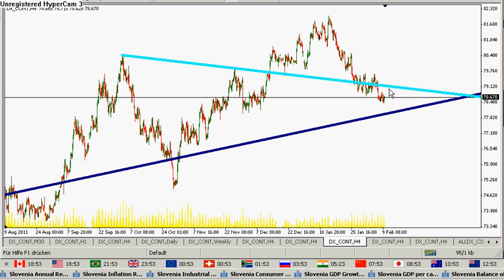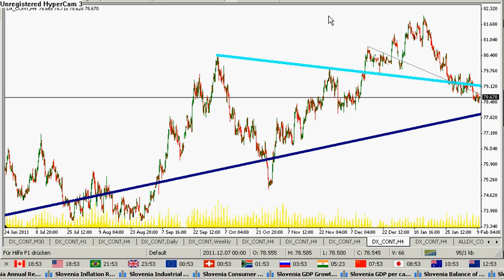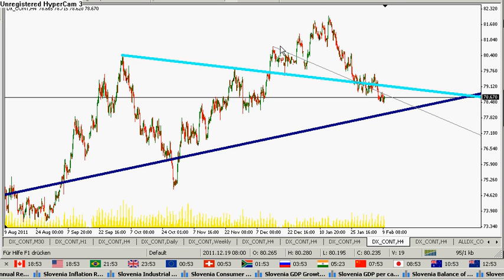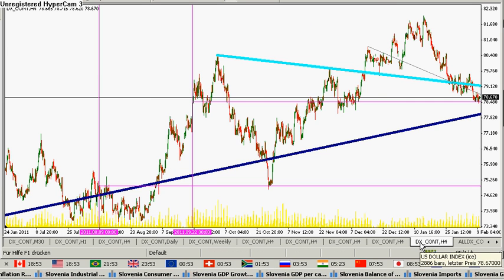DXY future or the dollar future, I'm putting some lines in here. Here we see the first high after the breakout and the second high, and we are trading a little bit above it right here, right now.